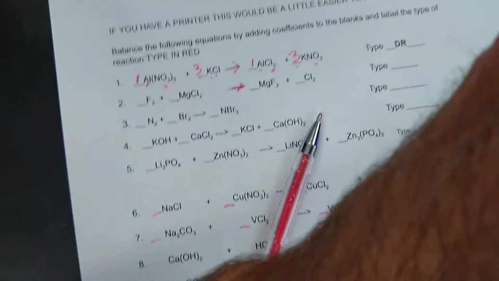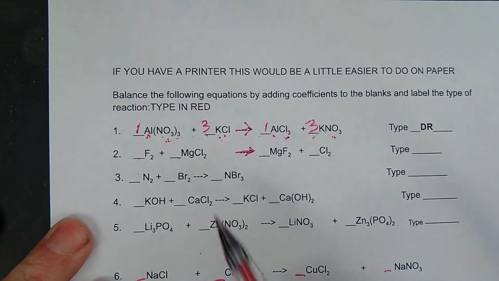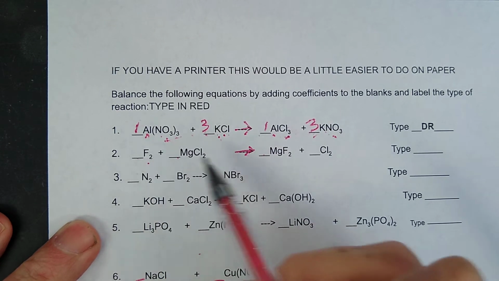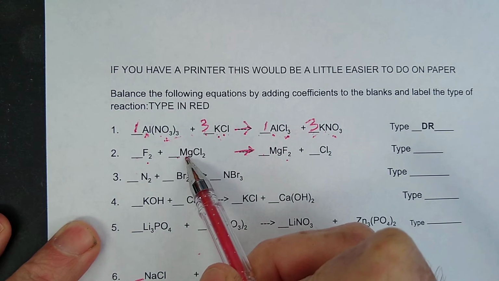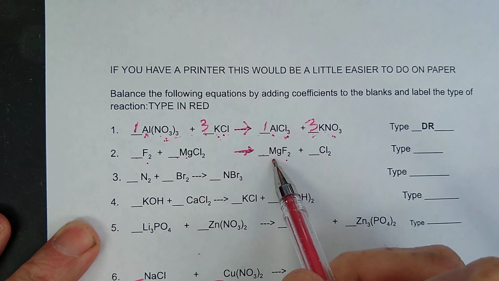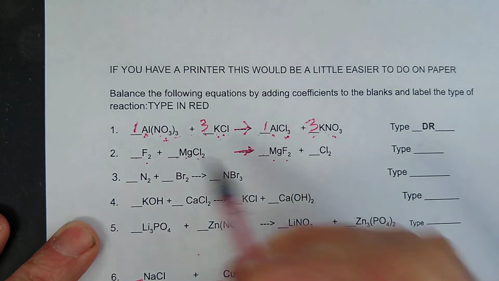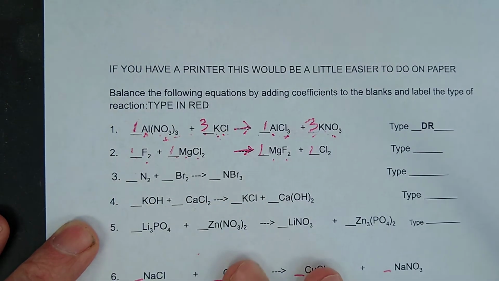Let's try another one. I'm going to try to get you even closer. All right? Let's look at this next one. F2, that's fluorine gas. There's 2 fluorines there, 2 fluorines there. That's good. Let's look at our magnesium. There's 1 magnesium there, 1 magnesium there. That's good. There's 2 chlorines there, and 2. Oh, we're good. 1, 1, 1, 1. That one was already balanced.